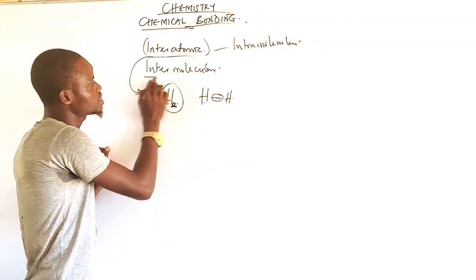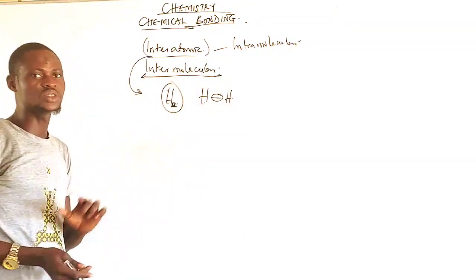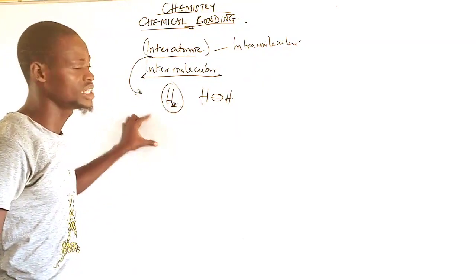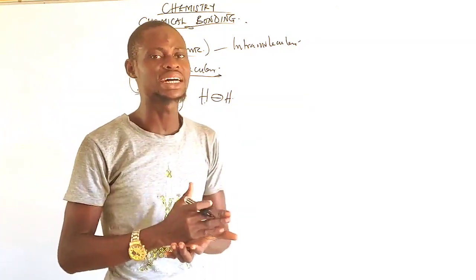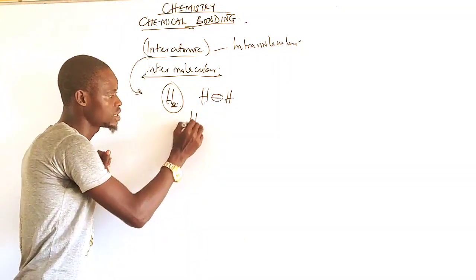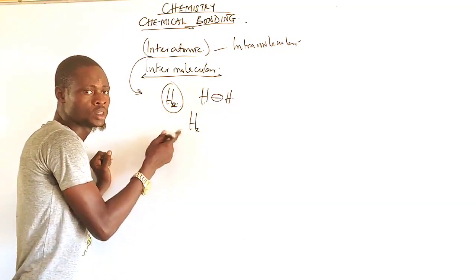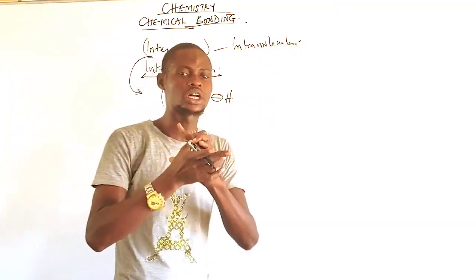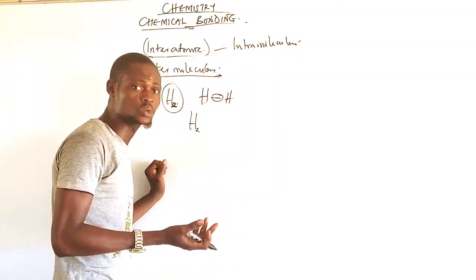But when we talk about intermolecular bonding, please get a pen and note all this. Intermolecular bonding is a bond that exists between 2 molecules. Let's say, for instance, this is just an ordinary molecule, and don't forget that when a molecule combines with another molecule, it forms a substance, which is matter.